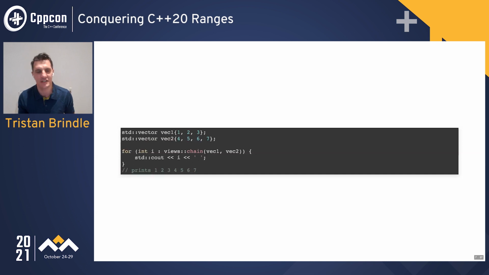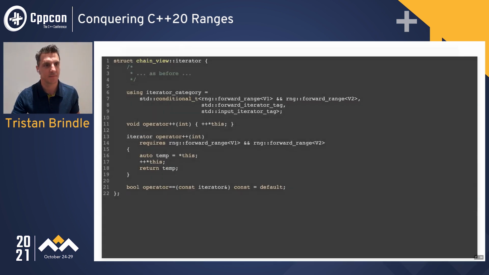Now, there are limitations to this. Of course, we're only an input range for now. Our underlying ranges have to have precisely the same reference type. So if one of these vectors was const and the other wasn't, this wouldn't work. We can only take two ranges. Our implementation is not spectacularly efficient. We can't have const iteration yet. There are lots of ways we could improve this, but hey, this works and prints 1, 2, 3, 4, 5, 6, 7. So this is pretty nice.